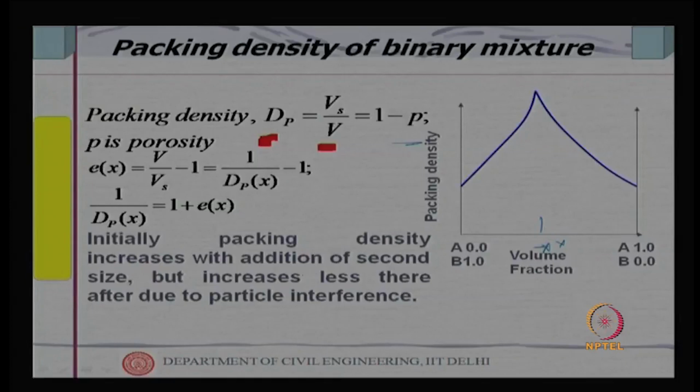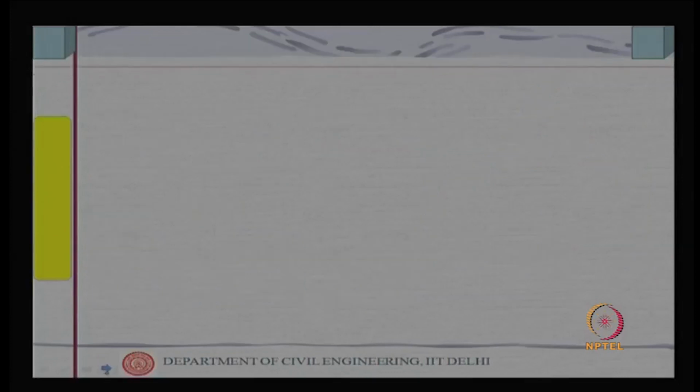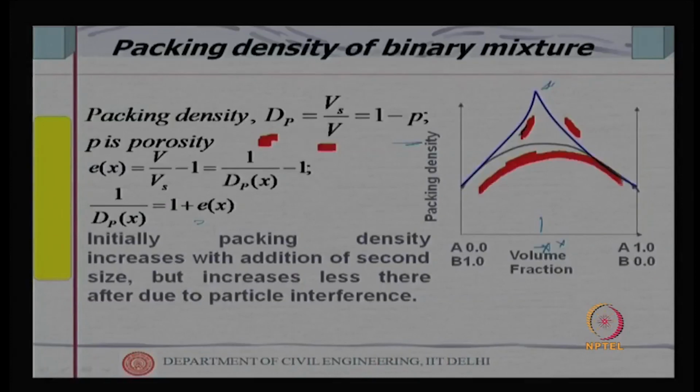So, initially packing density increases with addition of the second size, but increases less after due to some particle interference, and you can see that something like this will occur following this form of a curve. This would have been the ideal case, but the real case is something like this because of the particle interference. The ideal case would have been something like this following this equation on this side. The real case is somewhat different. So, packing density is something of this kind. As x increases, there is a peak, and the peak of course remains the same at x star, which we have evaluated.